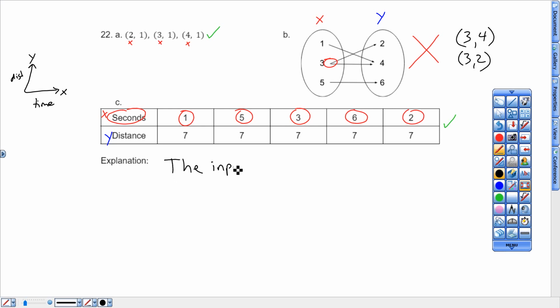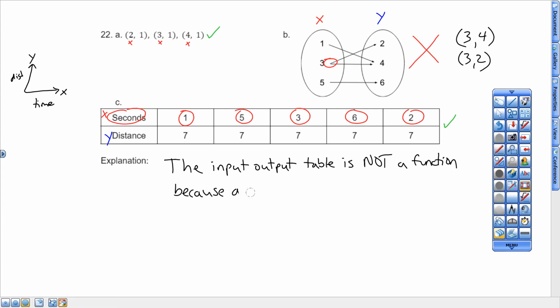the input output table is not a function because an x value is two different y values.